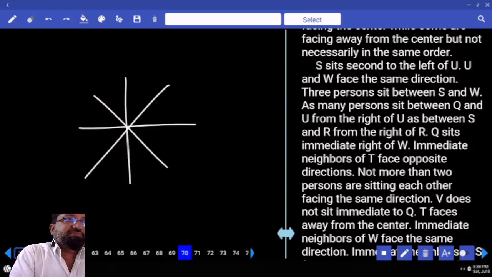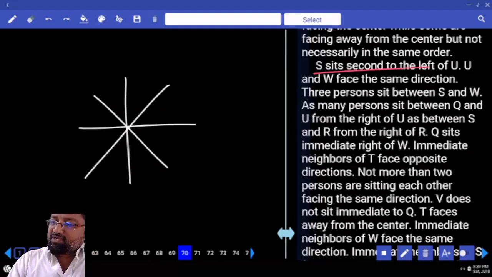We know the direction of T is facing which direction? Away from center. But did it tell us that somebody is to the right of T or left of T? Tell me. V is an immediate neighbor of T, he said. Okay, from V, whom can you fix?